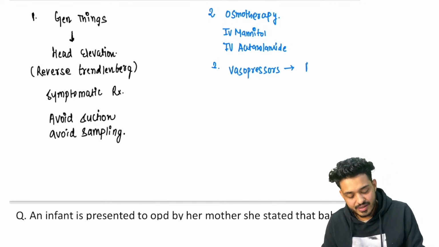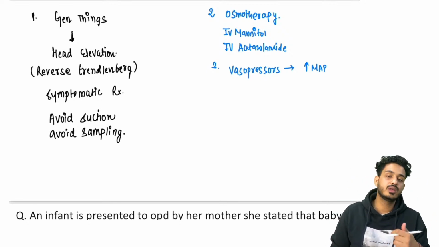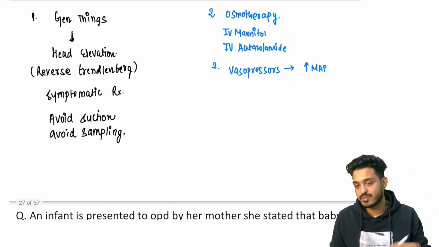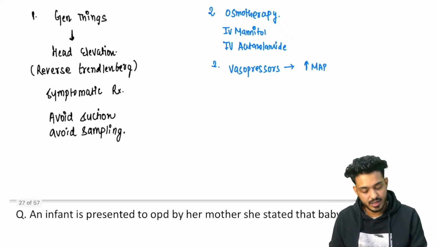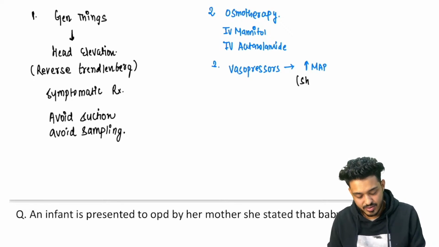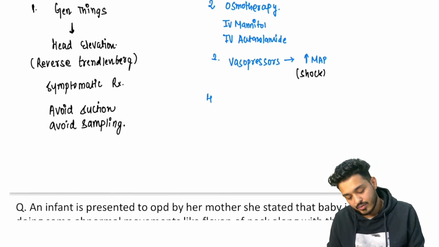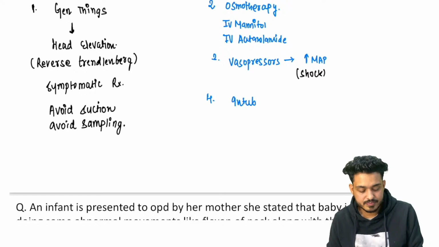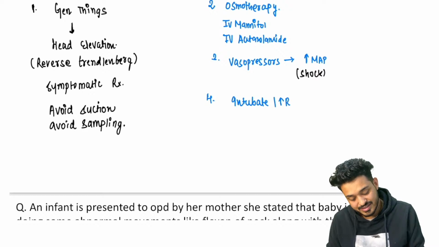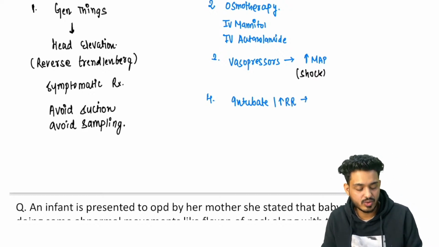So why are we giving them? Just to increase the mean arterial pressure, so that cerebral perfusion would be good. Blood should reach the brain, good cerebral perfusion should be there, right? So we can increase the mean arterial pressure in cases of shock, right? And lastly, we can intubate our patient, and we can increase the respiratory rate of the patient. What will happen by increasing the respiratory rate? There will be CO2 washout.